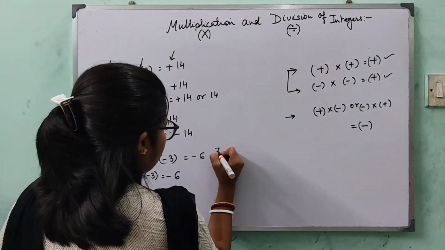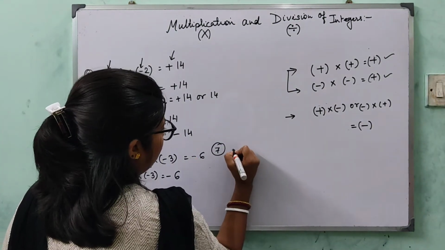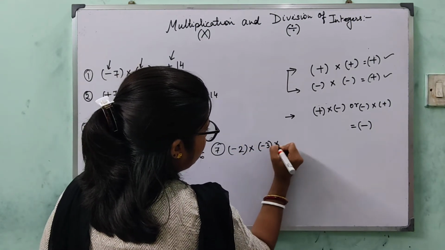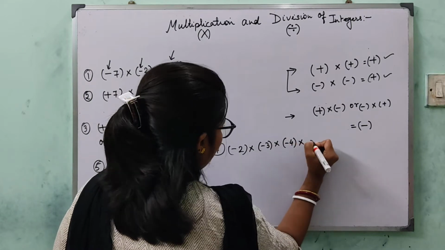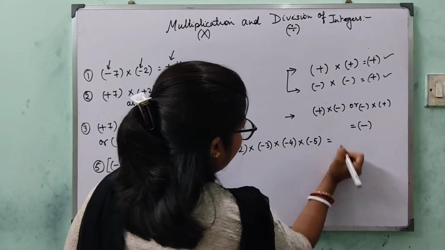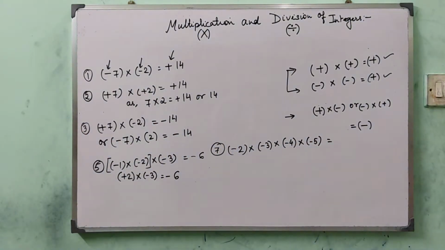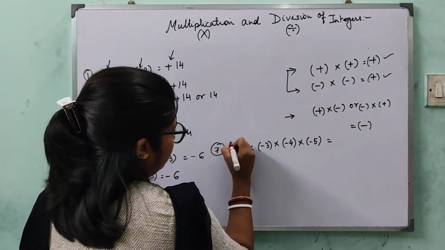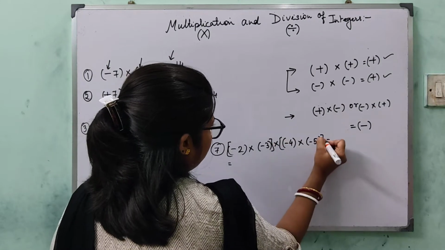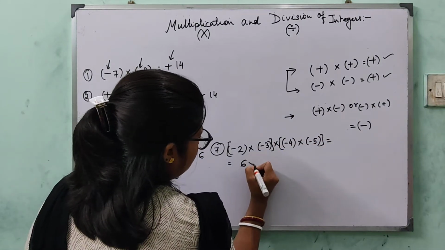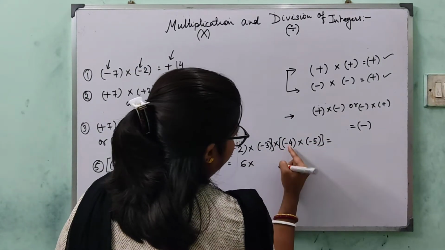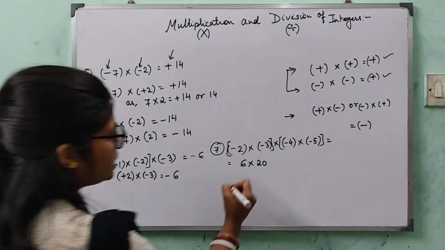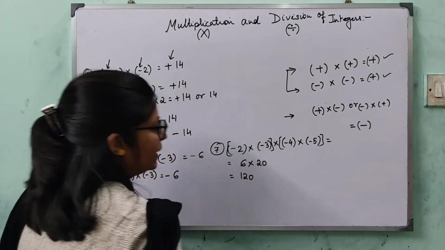Another example you see, minus 2 into minus 3 into minus 4 into minus 5. What can I see over here? The product of these: minus 2 into minus 3 is equal to 6, and minus 4 into minus 5 is 20, so the product is equal to 120.